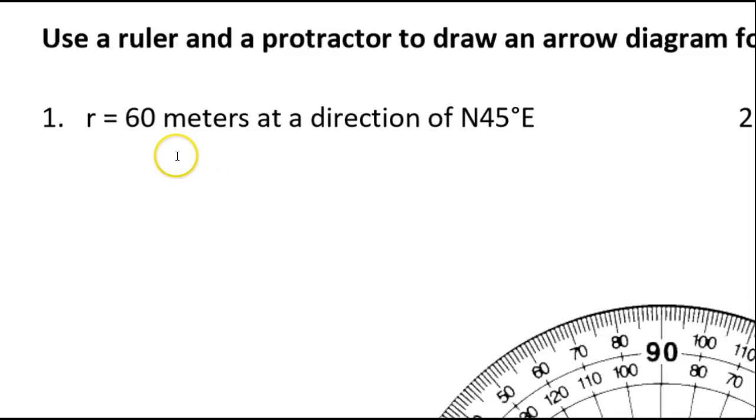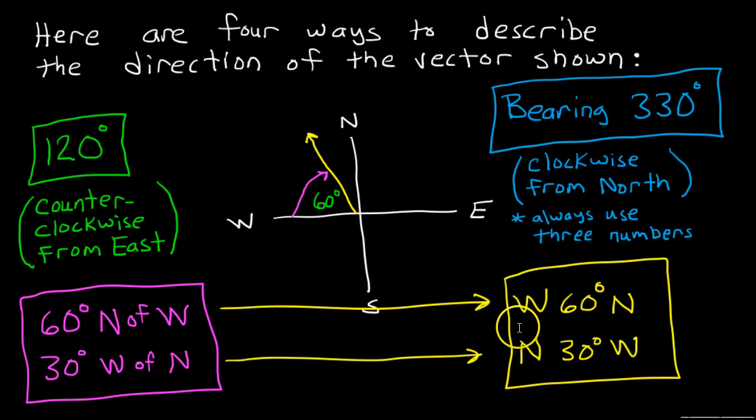Okay, problem number 1. We are supposed to use a ruler and a protractor to draw an arrow diagram where we're talking about a magnitude of 60 meters and a direction of north 45 degrees east. Okay, so we're talking about this method where we're supposed to start north and then rotate 45 degrees east.